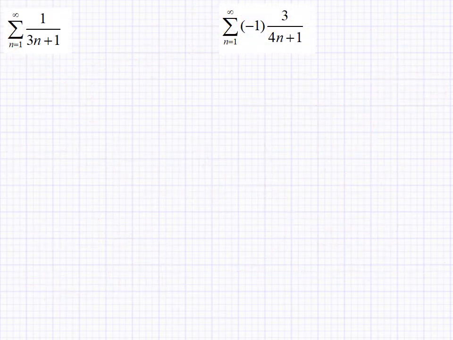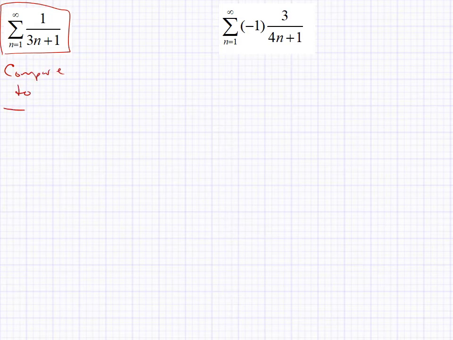Here are two more examples. Let's look at this one here. So this one we already looked at a couple times before. It's our general harmonic. So let's say I'm going to compare to the sum of 1 over n, which I know is a harmonic series that diverges. And why am I going to do that? Because if I try nth term, it doesn't work. This thing goes to 0.